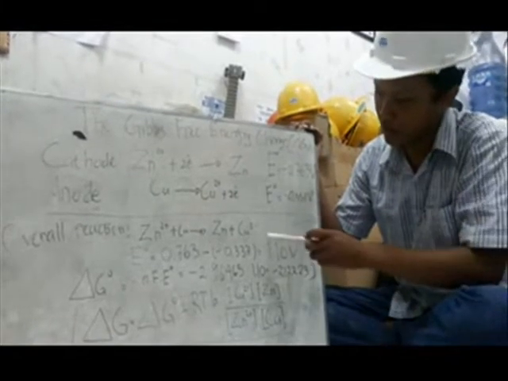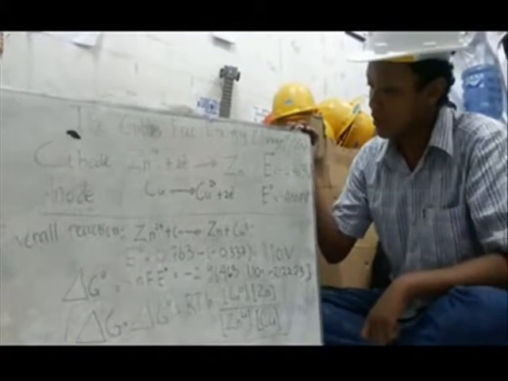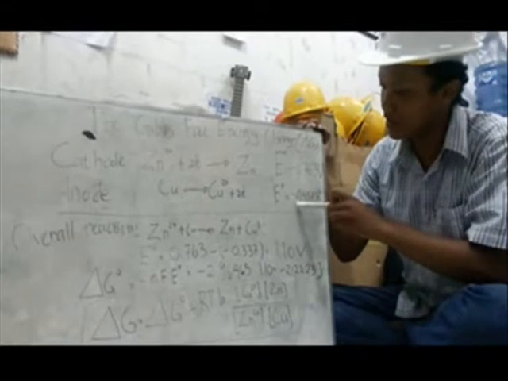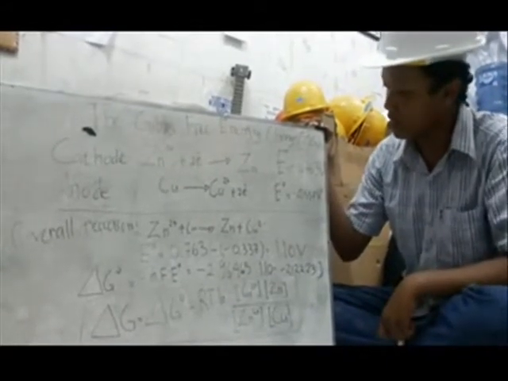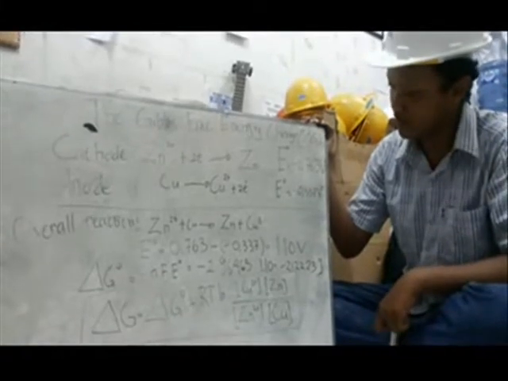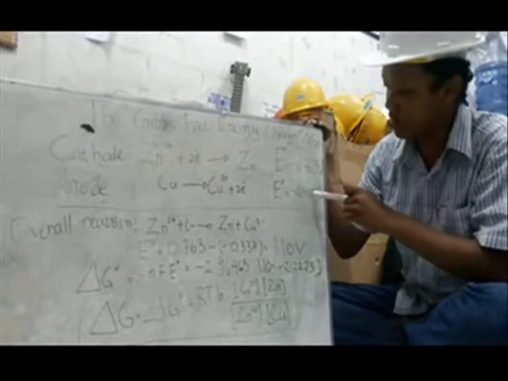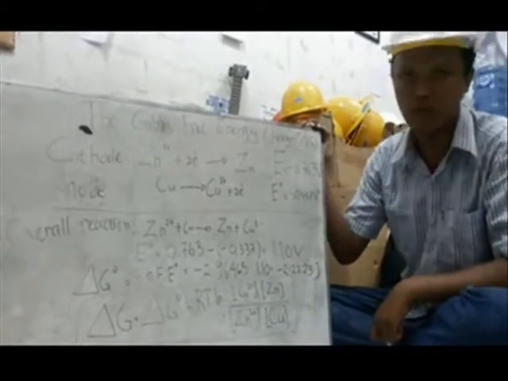The cell potential for the Daniell cell is the reduction potential minus the oxidation potential: 0.763 minus 0.337, and the result is 1.10 volt.